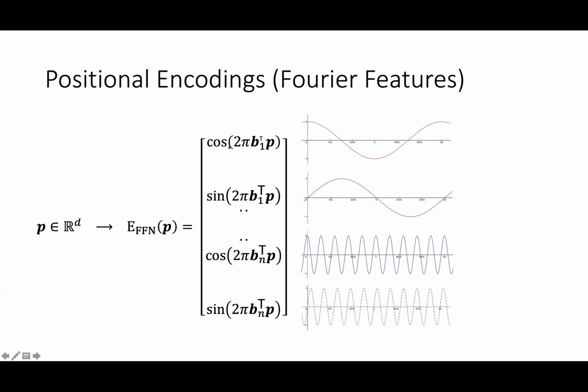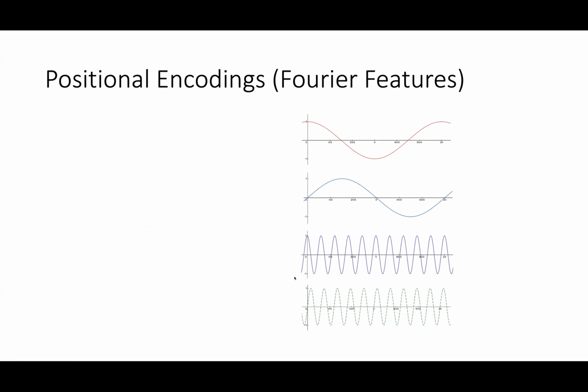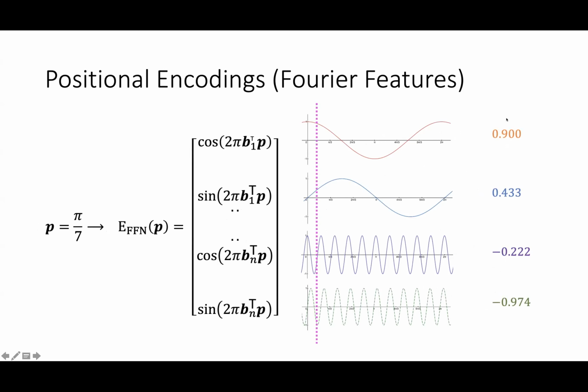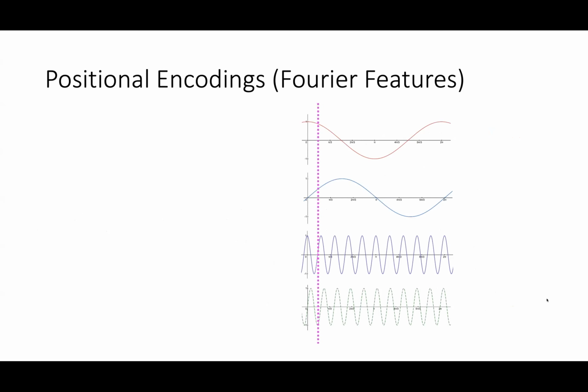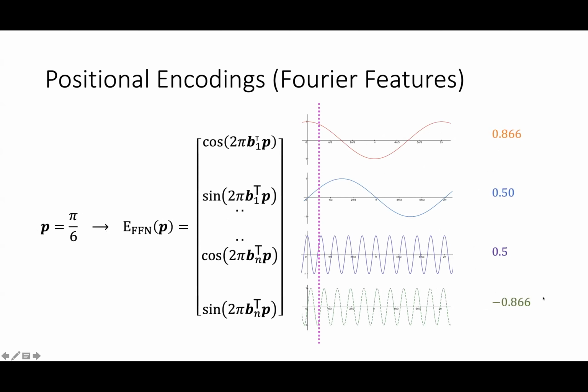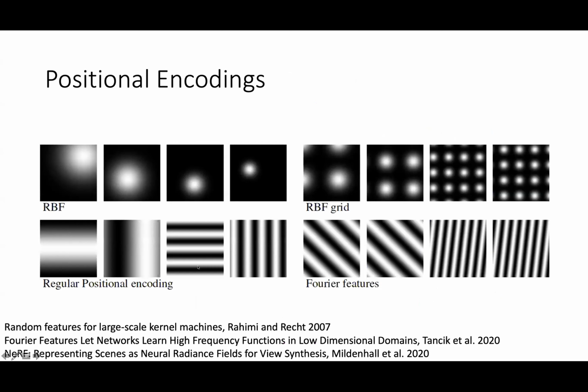So let's see an example. If the coordinate is pi over 7, we lift it to this 4-dimensional vector. If it's pi over 6, we get this vector, and so on and so forth. And as I said, there are different types of encodings. So we can use Fourier features, we can use the radial basis functions. There is also the radial basis function grid. There is also a regular positional encoding, which is basically frequencies that are aligned to the grid.